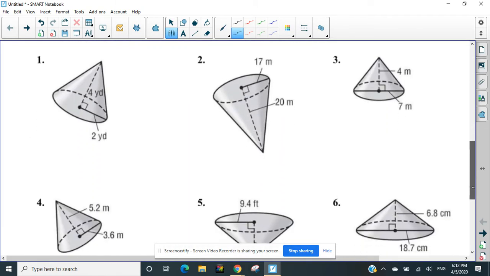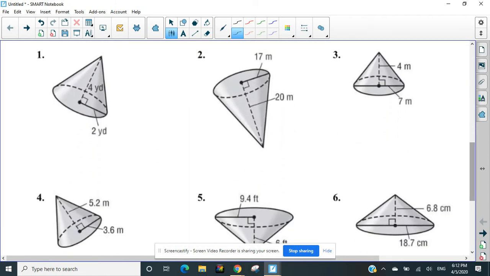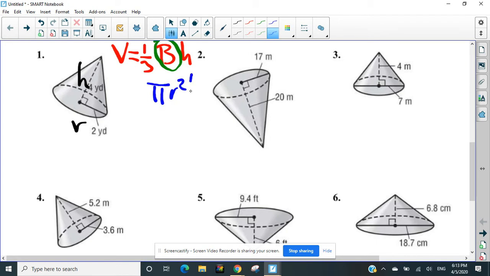Okay, so we're gonna go over the first example here, and we're gonna label what number one is giving to us. So here, it's given us the radius equals 2, the height equals 4, and we're gonna go ahead and write our formula, which is going to be volume equals 1/3 area of the base times the height, where the area of the base represents pi r squared, and bring down the rest.